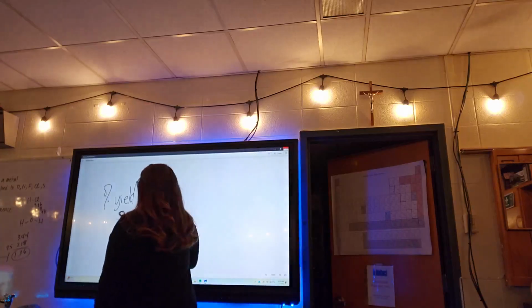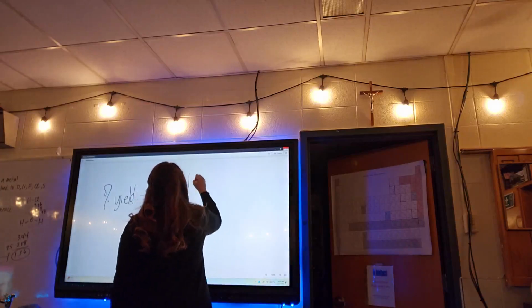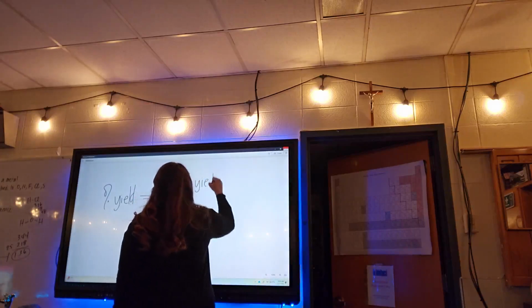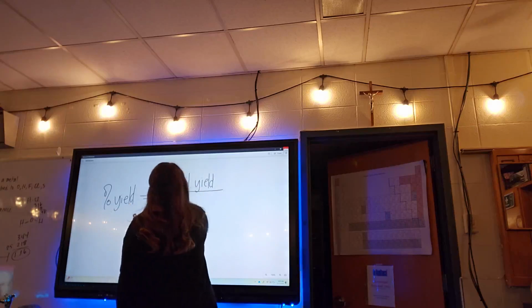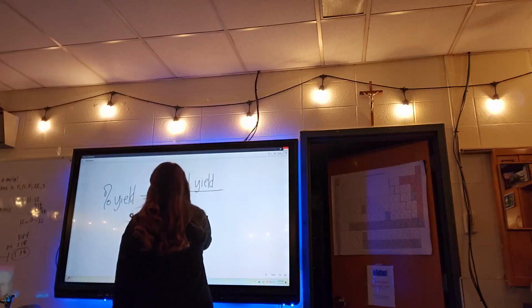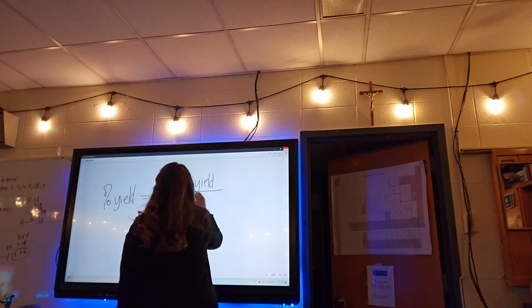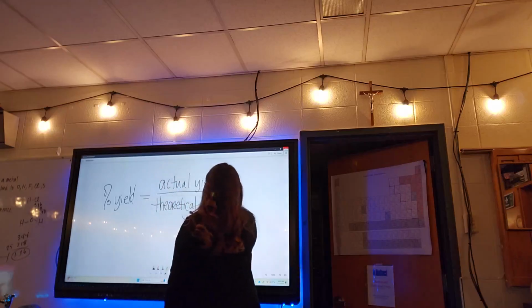This is how you calculate percent yield. It's the actual yield divided by the theoretical yield. Write this down and then I'll explain it. And then it's a percent, so times 100.